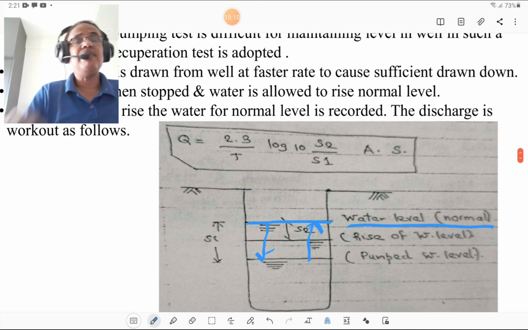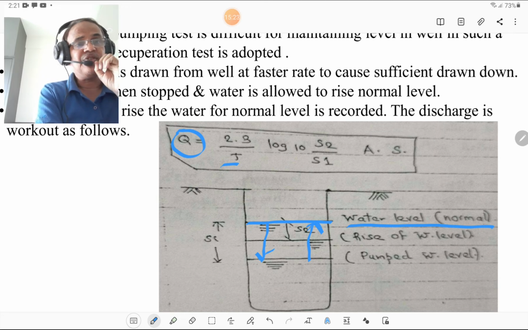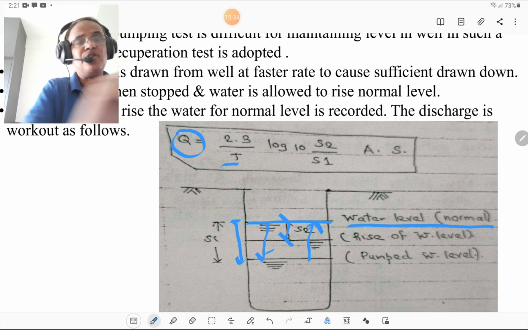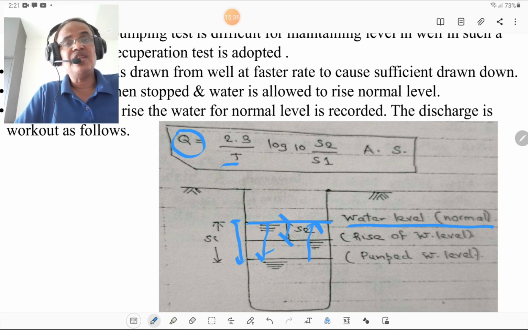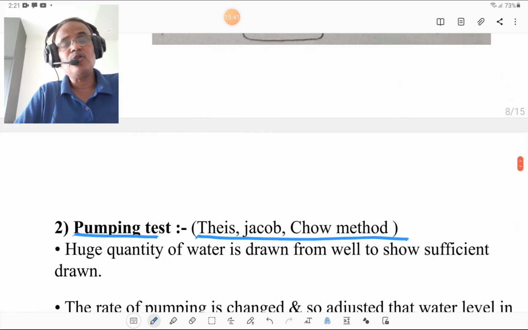There is one formula for that recuperation test. The discharge is equal to 2.3 divided by T, log to base 10 of S2 divided by S1, into A into S. Here S1 means the drawn water level, and S2 is the recovered water level. This test is also used to determine the yield.